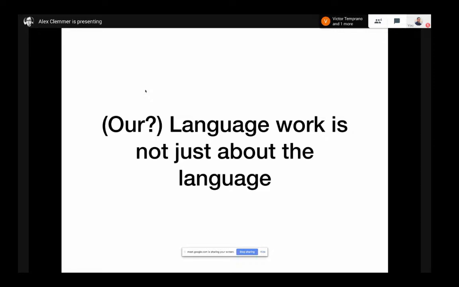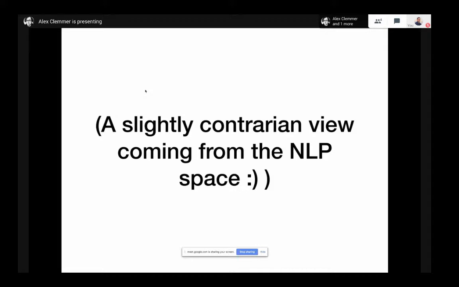I'm careful about making generalizations. I would say our language work is not just about the language, generally speaking. Maybe, and I think this is probably true of most tribes, though. I think I already complained about this. I do believe this is a slightly contrarian view coming from a natural language processing research background. I think if you tried to publish a dual ethnology, natural language processing methodology paper, it probably would not get published in ACL.